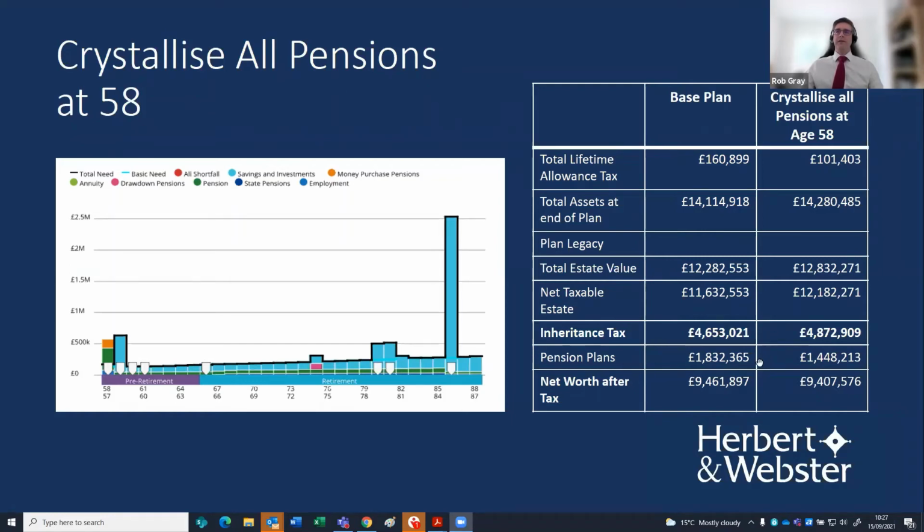So you can see that the pension values at the end of the plan are only 1.4 million as opposed to 1.8. And so actually, although crystallising all of the pensions straight away certainly achieves his focus of reducing the lifetime allowance tax charge, this allows us to see that the bigger picture is that it actually increases inheritance tax, which would reduce the net worth of his estate at the end of the plan.